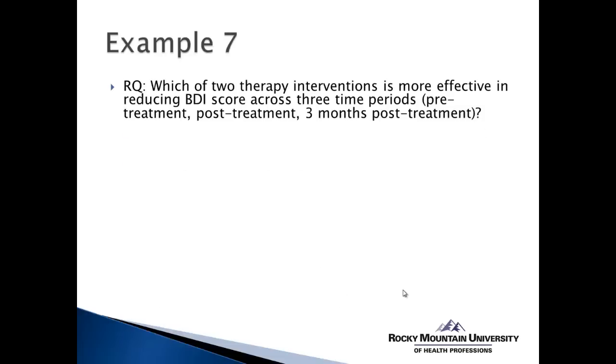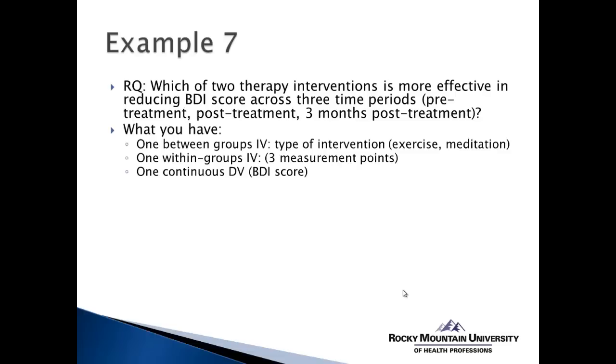Now our next example: which of two therapy interventions is more effective in reducing BDI score across 3 time periods? A pre-treatment, a post-treatment, and then 3 months post-treatment. So let's look at what we have here as far as variables.